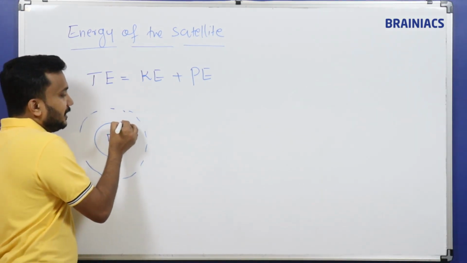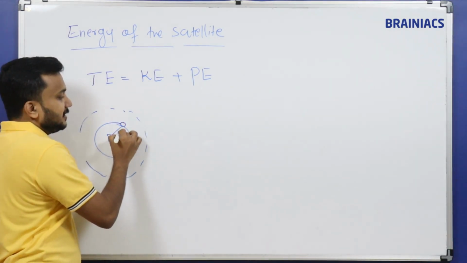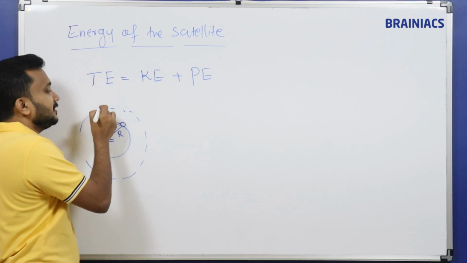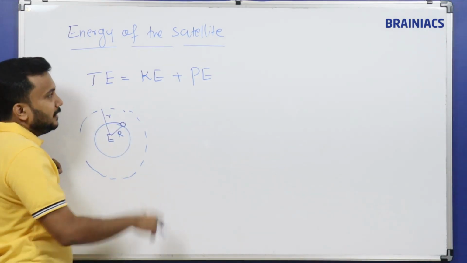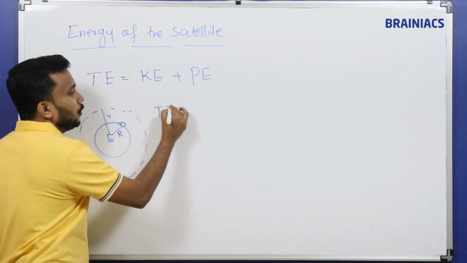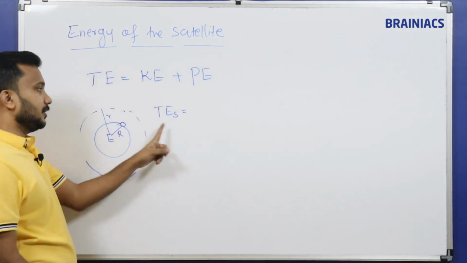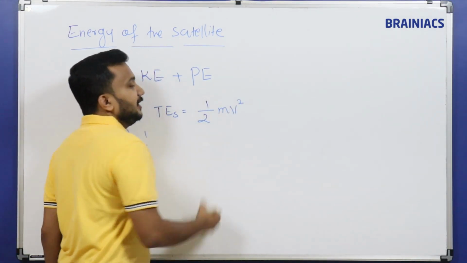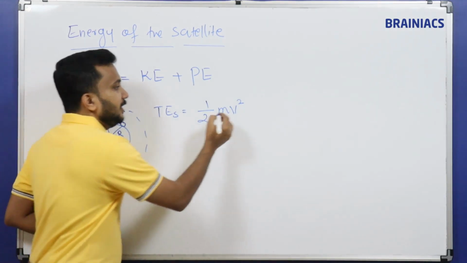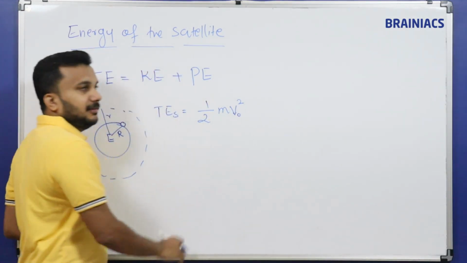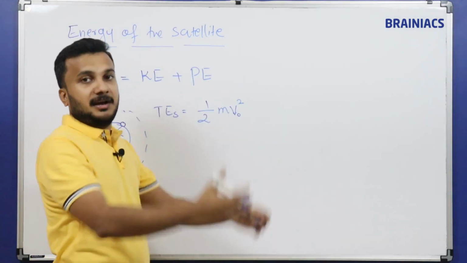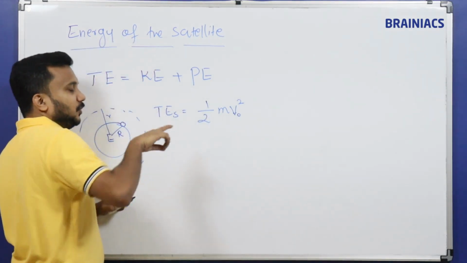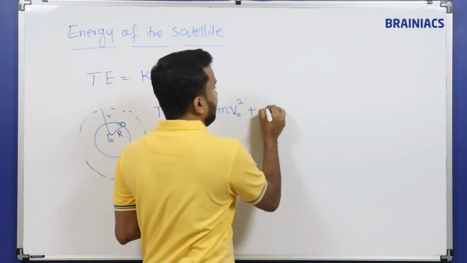Suppose the satellite is on the earth surface, at a distance of r from the center. Suppose it's not on the earth surface; from the center it is at some other distance, which I am giving as capital R. So I am writing total energy at the earth surface. What is the kinetic energy? Half m v square. Here the satellite is rotating, and this rotating speed is called orbital velocity. If it is escaping from the attraction of earth, then it is known as escape velocity. Here it is orbiting, so orbital velocity, plus the potential energy.